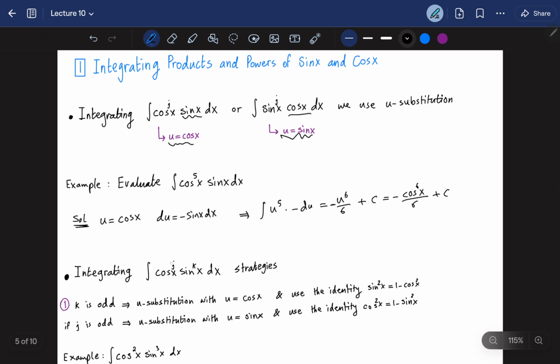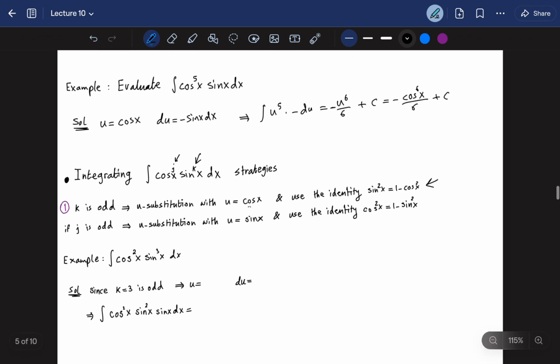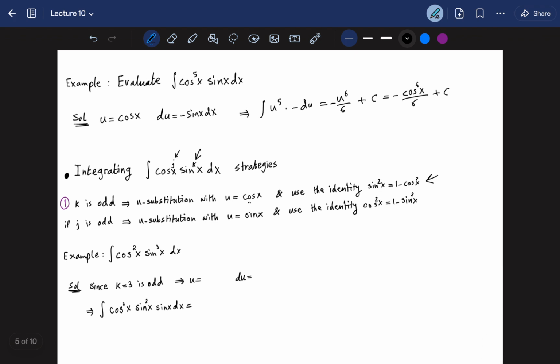Now, what if we have two powers for sine and cosine? How do I know which method to use or what substitution to use? So here we have some cases. In the first case, if my k is odd, which is the power of my sine, we do a u substitution, but we take u to be cosine. And then we're going to use this identity that's going to help simplify our question. And similarly, if I have j to be odd, I'm going to use a u substitution, but my u would be sine, and I'm using the identity of this form.